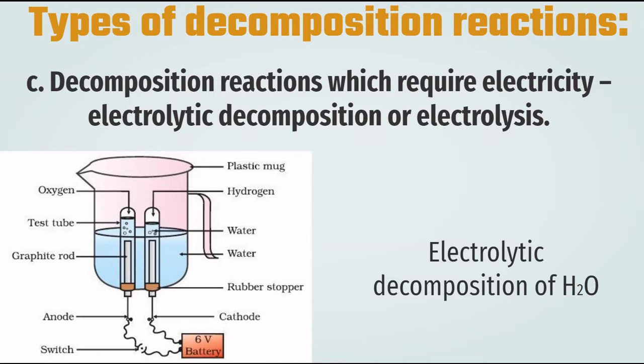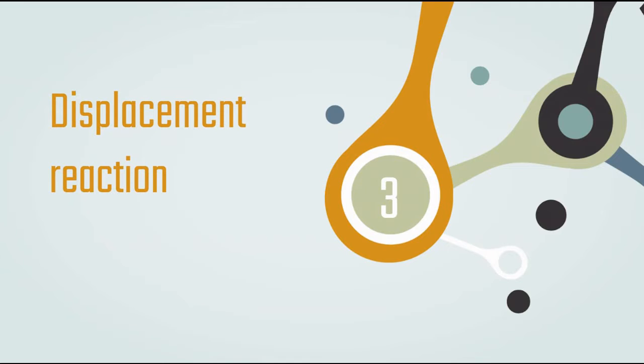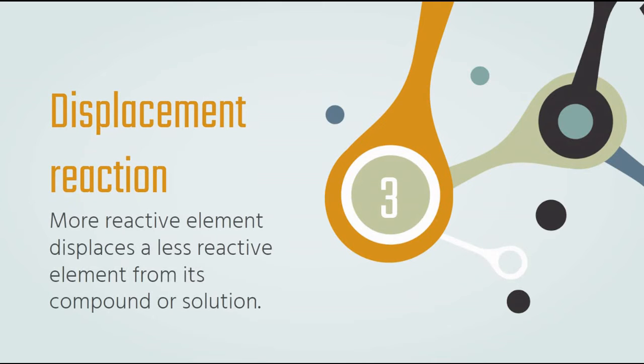Let's jump forward now. The third type of reaction that we have is the displacement reaction. So you may be wondering how to define it. We can define displacement reaction as a more reactive element displacing a less reactive element from its compound or solution. So this would be something like: a weak boy bought some chocolates from a nearby shop, where one strong boy came and snatched the chocolates from that weak boy and ate them himself. Here also the same thing happens. The more reactive element comes and kicks out the less reactive element and takes its place.